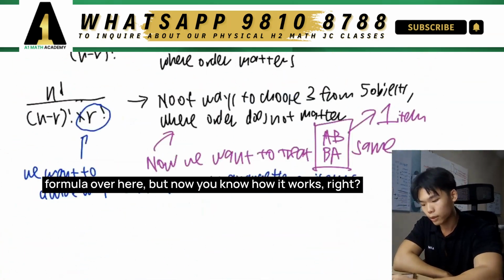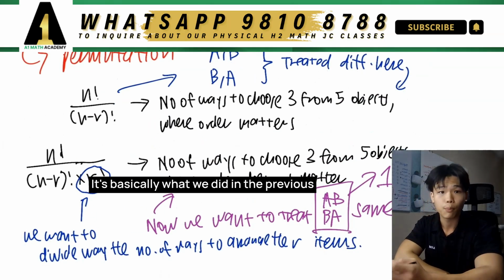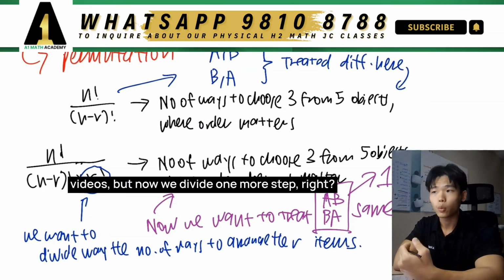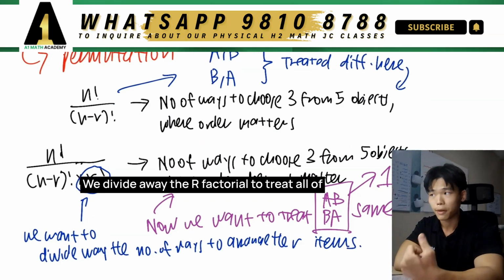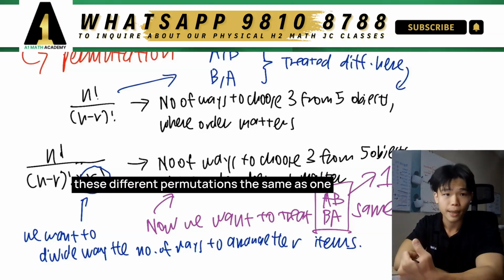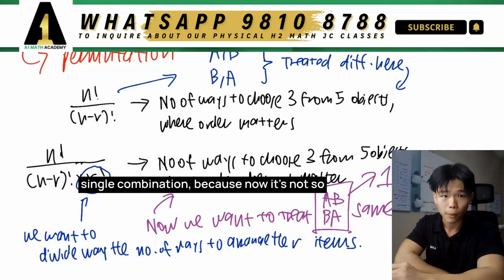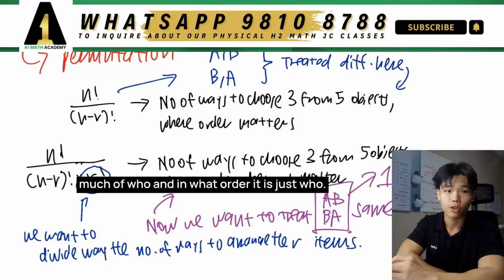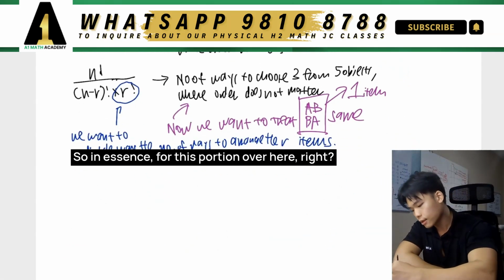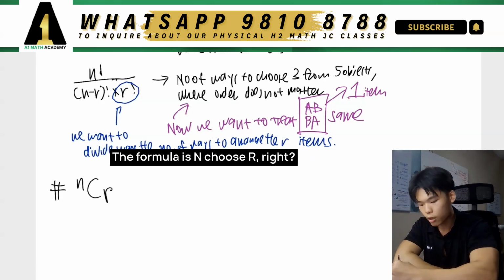But now you know how it works. It's basically what we did in the previous videos, but now we divide one more step. We divide away the R factorial to treat all of these different permutations the same as one single combination, because now it's not so much of who and in what order, it's just who. So in essence, for this portion over here, the formula is n choose R.